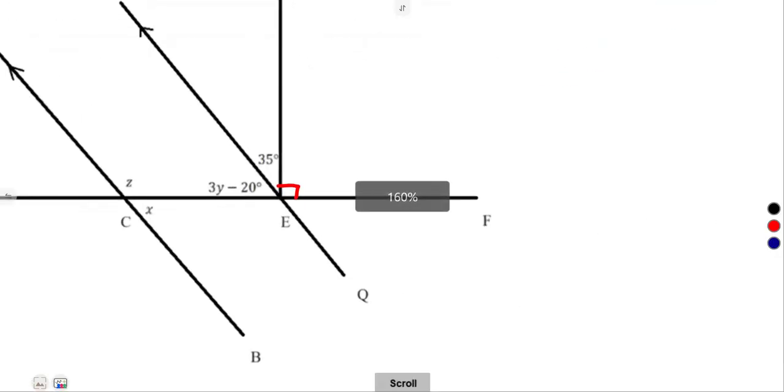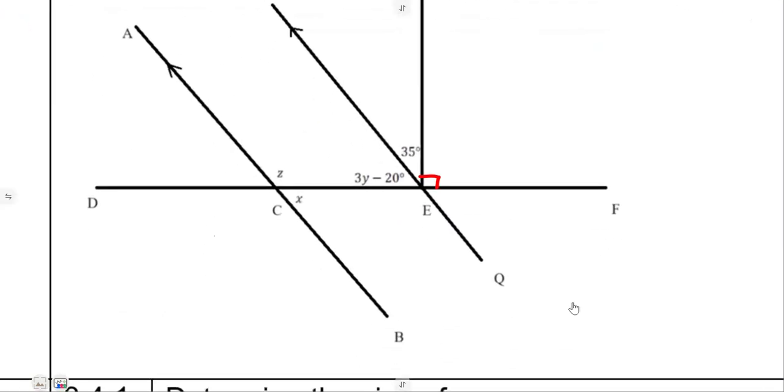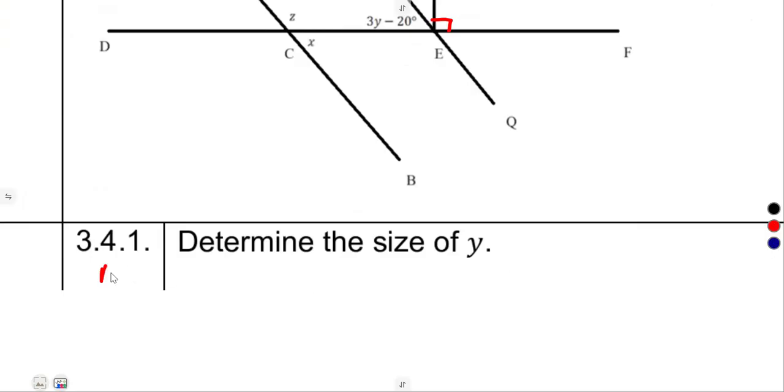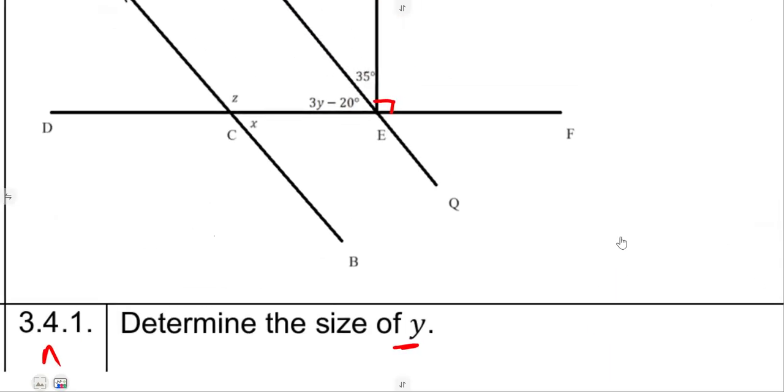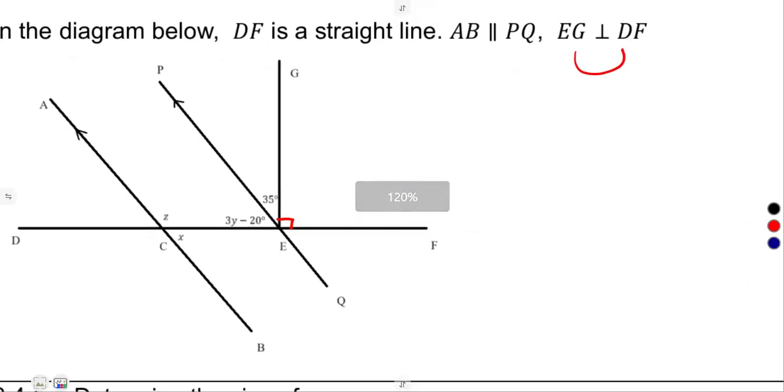So this is the piece of the diagram that we are given here. And from that information, determine on 3.41 the size of Y. All right, the size of Y. So where is it that we have got Y on our diagram? We can see that, all right, so that's 3.41.